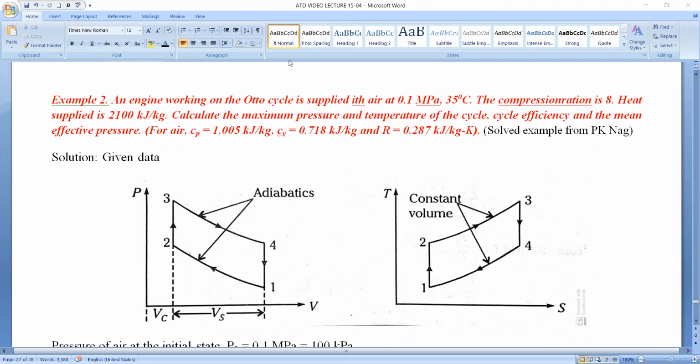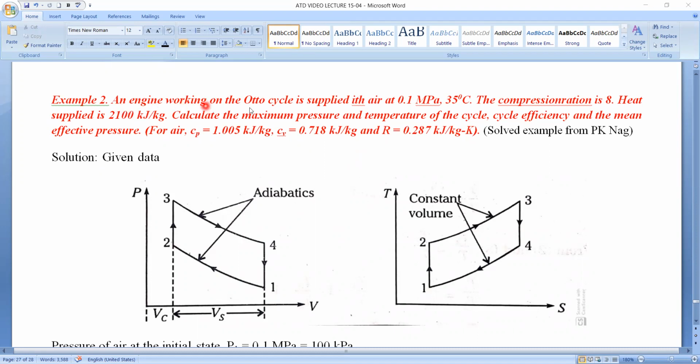Okay, so let's start the problem on the Otto cycle. This is a solved example from the Basic and Applied Thermodynamics book by P.K. Nag. Let us read the problem carefully.